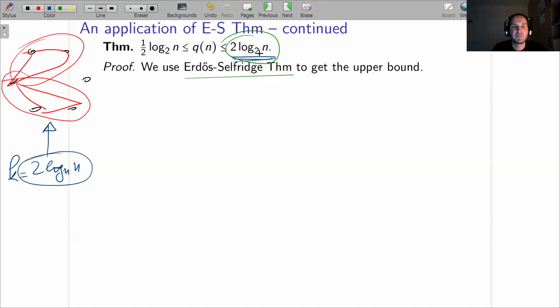So how can we show it? We look at the game where all cliques of this size are winning sets, and we want to show by the Erdős-Selfridge theorem that breaker has a strategy. Therefore, maker cannot claim a clique of this size. Again, let me know if I should explain this more.